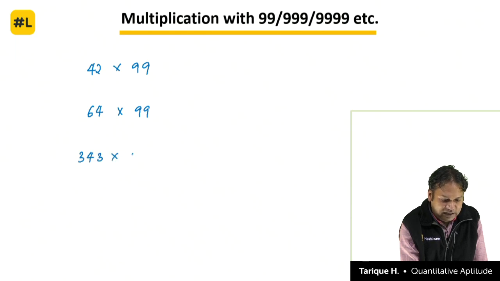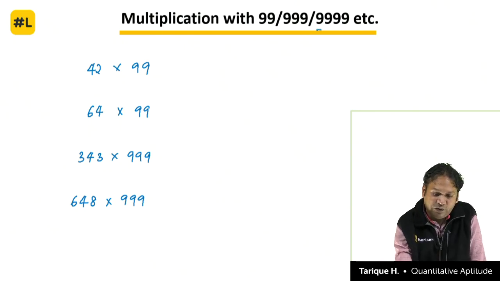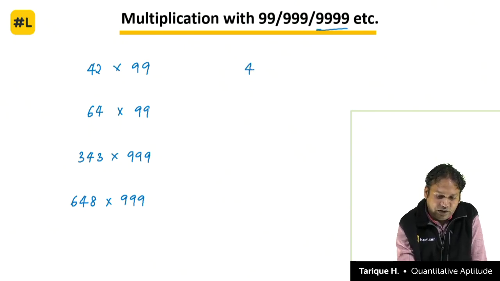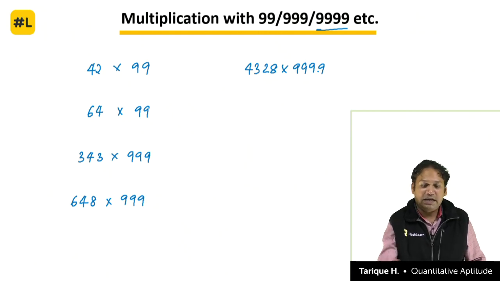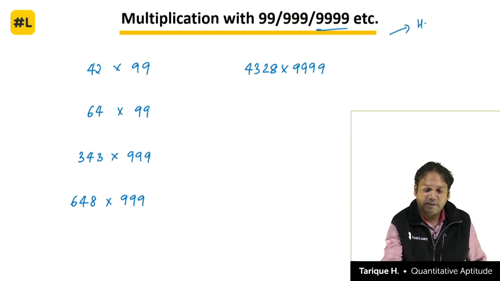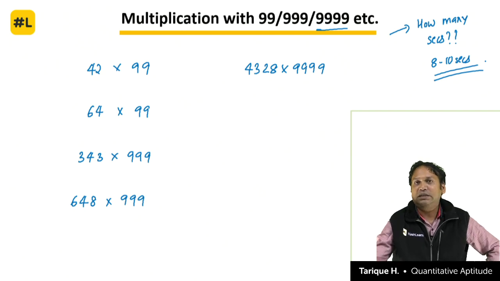343 into 999, और ले लो, 648 into 999. And let's take one more number here with 4 nines, okay, like say 4328 into 9999. So let's take these 5 examples and say again how many seconds you can calculate and get the answers.